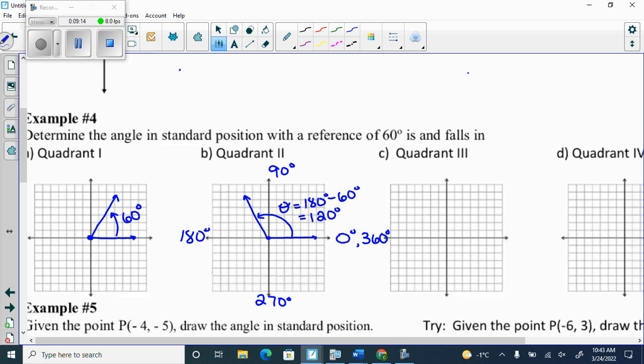Quadrant 3. We have 0, 360, 90, 180, 270. 60 in quadrant 3 would be here. Initial, arrow. How do I figure that one out when it's in quadrant 3? 180 plus the reference angle.